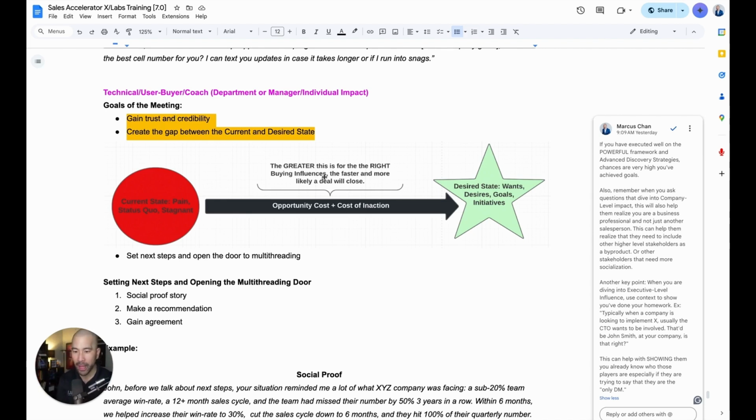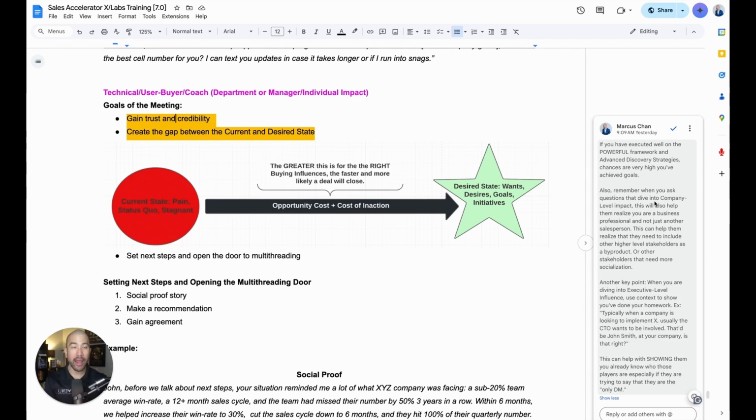All right. Now, in terms of the trust and credibility, creating that gap, if you have executed well on the powerful framework and also the advanced discovery strategies in the prior parts of the program, chances are very, very high you achieve these goals, okay? And I want to remind you again, because a lot of this is bridged together, like I mentioned in the first intro video of the section, when you ask questions that dive into company level impact, this will help them realize that you are a business professional and not just another salesperson, okay?